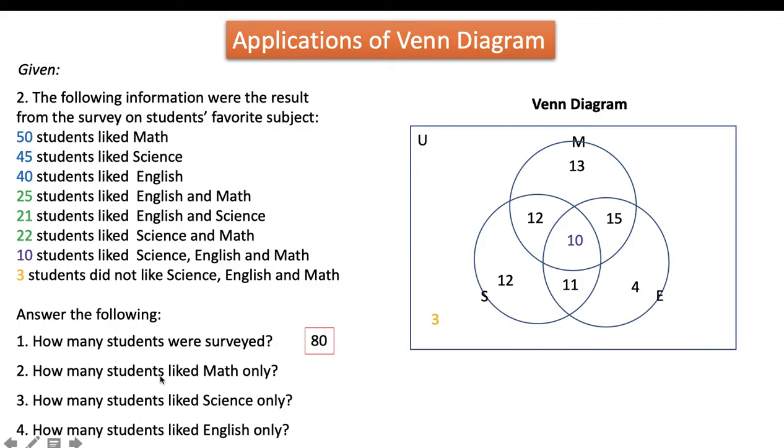Then how many students like math only? So our answer here is 13. In number 3, how many students like science only? So our answer here is 12. How many students like English only? And our answer here is 4.